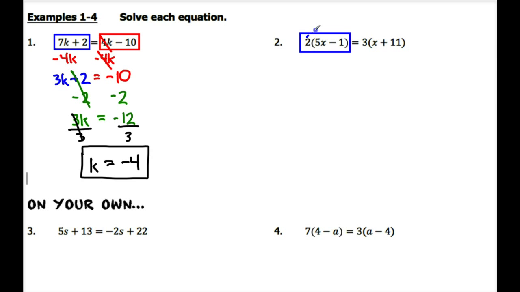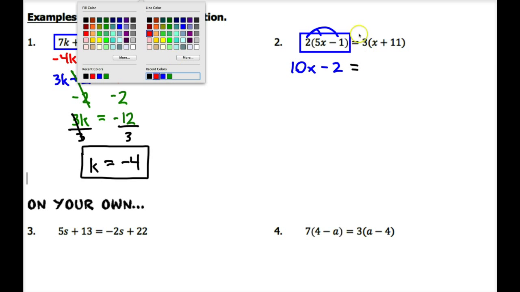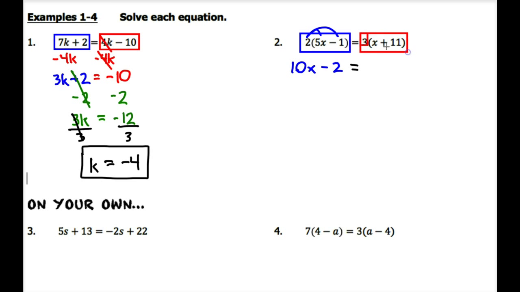I'm going to distribute my 2, and that gives me 10x minus 2 equals, and then I can simplify my right side as well. So if I look at the right side here, I have 3 times the quantity x plus 11.